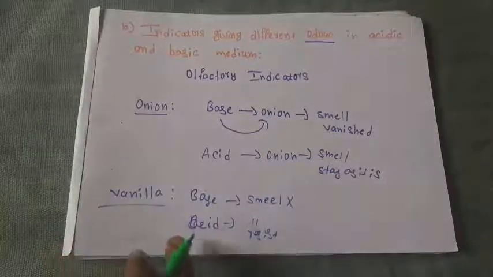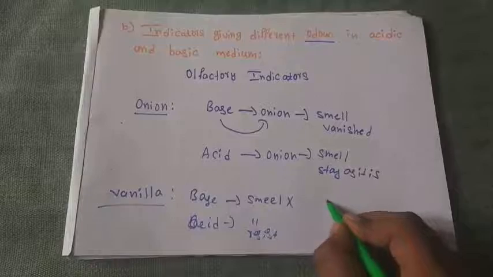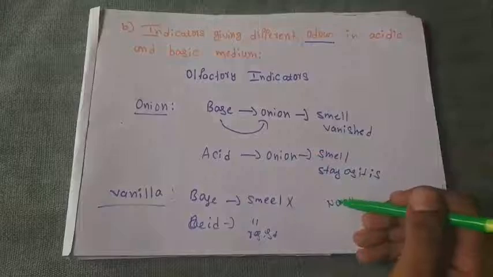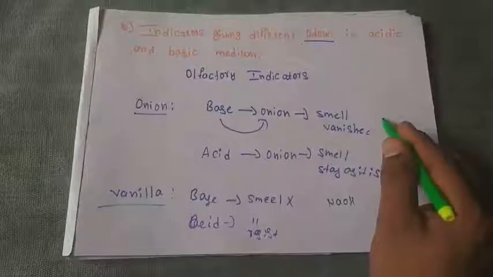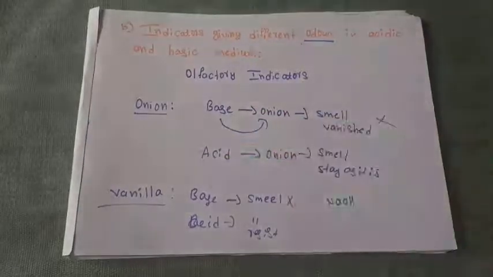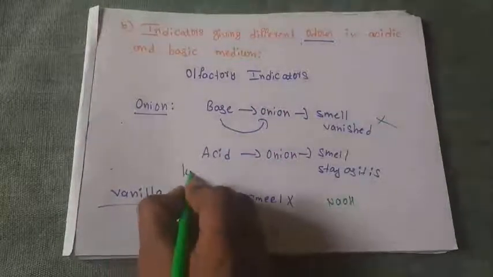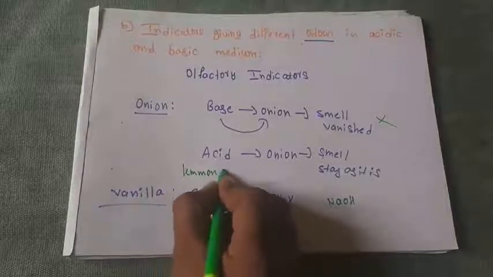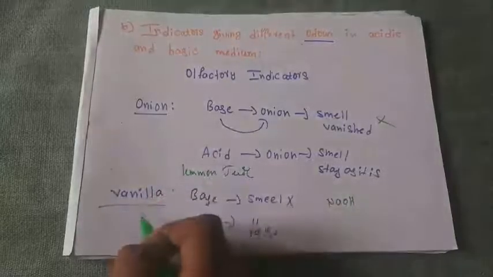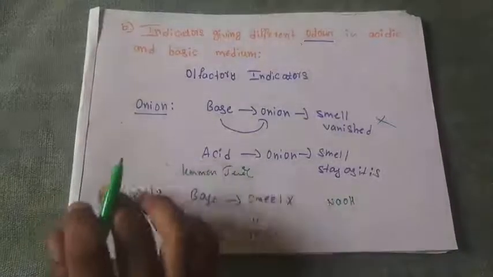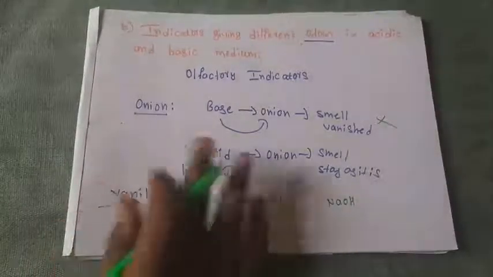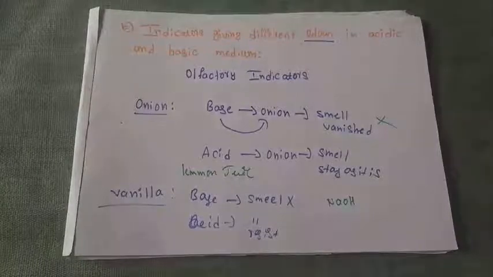In vanilla also it is the same. Take a base as NaOH. When you add NaOH to vanilla or to onion, the smell vanishes. But when you add acid, take lemon juice, to onion or to vanilla, the smell does not vanish, it stays as it is. Because of that, in basic medium the smell vanishes, in acidic medium the smell stays as it is.